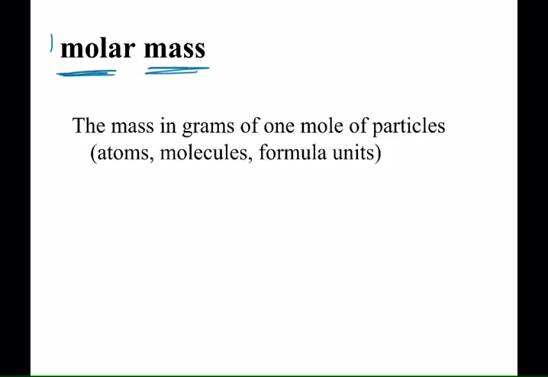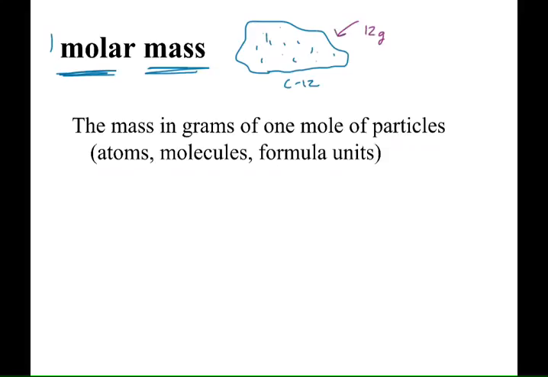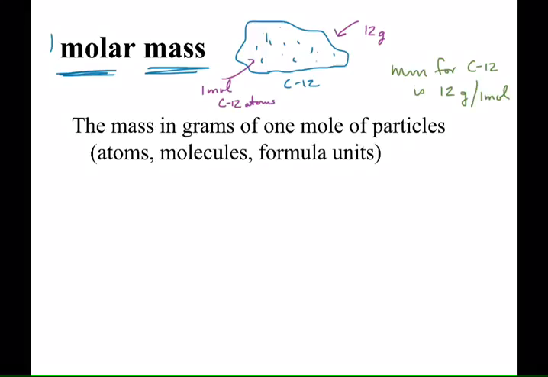So, for instance, right off the bat, see if you recognize my little pile of carbon-12. We said we use carbon-12 to define what a mole is, in a sense. So if you have 12 grams of carbon-12 atoms, then you have 1 mole of carbon-12 atoms. In other words, the molar mass for that particular form of carbon is 12 grams per 1 mole of carbon-12 atoms. So that's the molar mass. It is the mass of 1 mole. Get it? Molar mass. I like it.